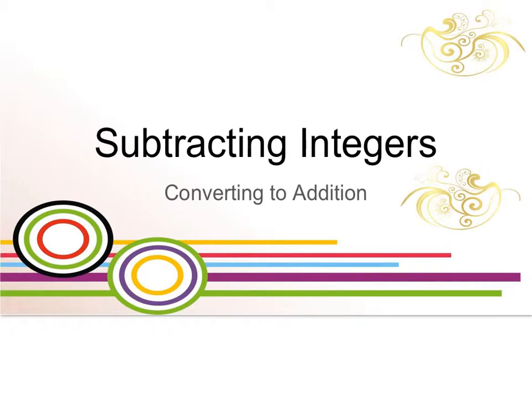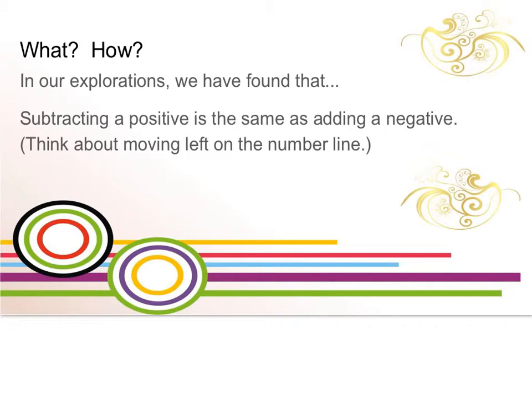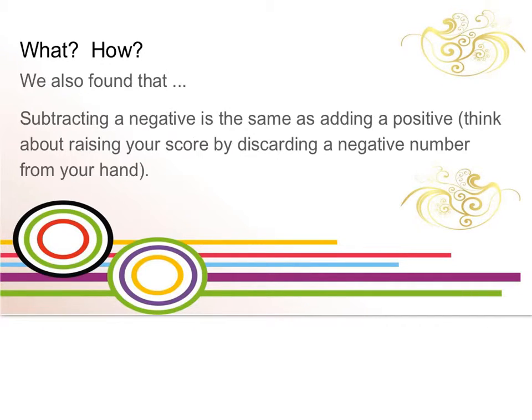Today we're going to practice subtracting integers by converting to addition. So in our explorations, we have found that subtracting a positive is exactly the same as adding a negative. So when we've been adding negatives on the number line, we move to the left, which is exactly what you did when you were younger and you learned how to subtract. You moved to the left.